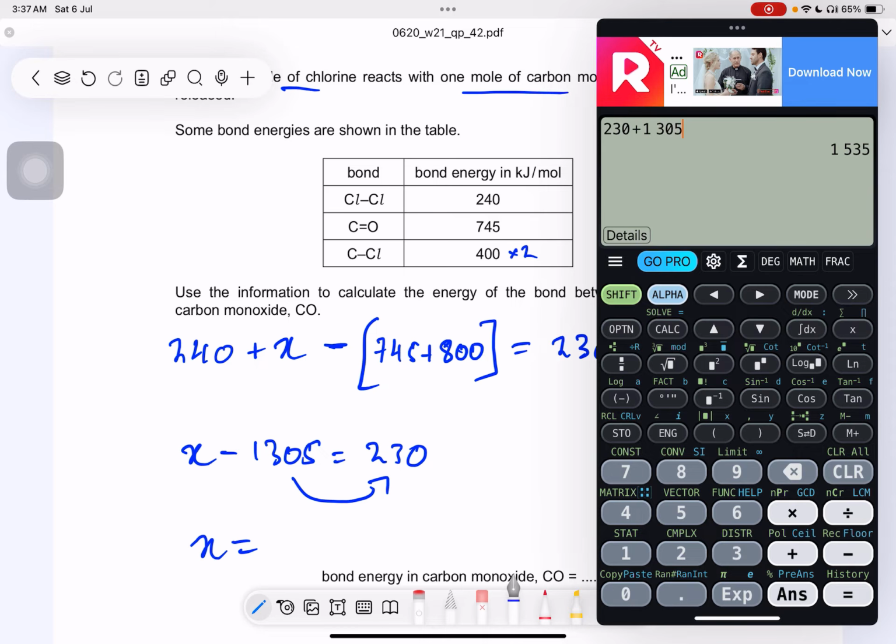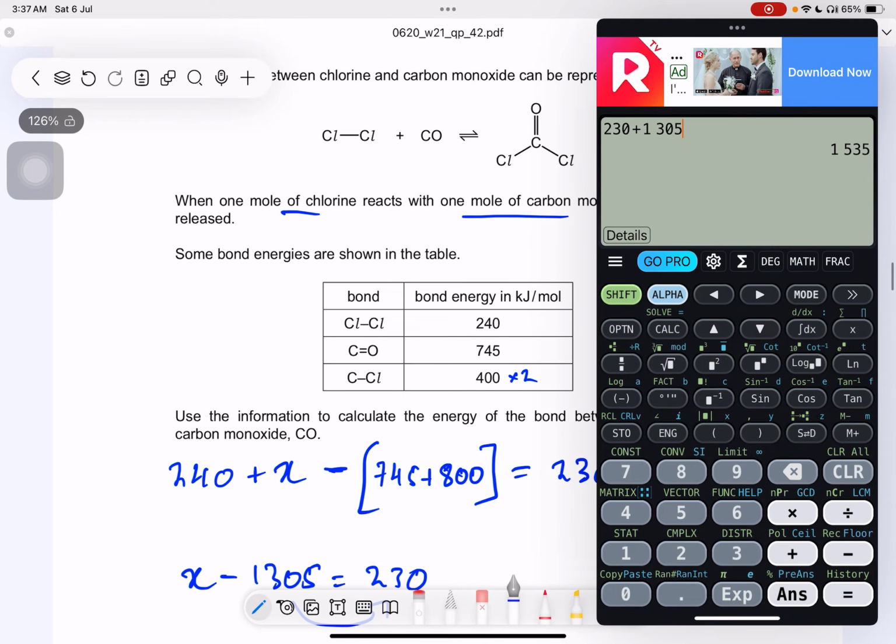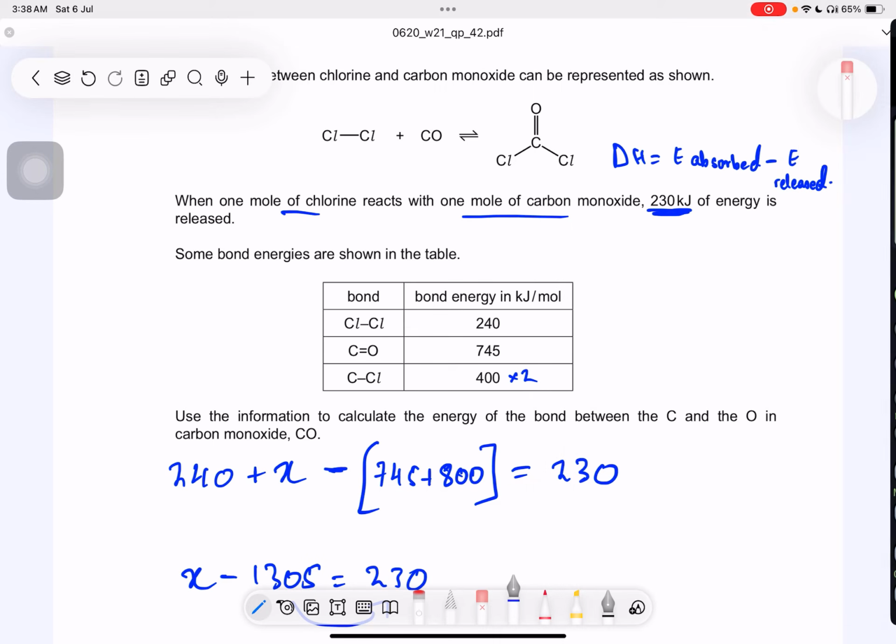The bond energy in making bonds is the chlorine-chlorine bond, which is 240. The energy absorbed while the bonds are broken is 240 plus X, and we'll minus it from this. This appears to be correct.